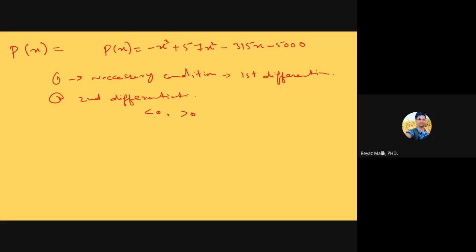So I will directly go to the problem function. For example, if the second derivative is less than 0, then it is maximum. If it is greater than 0, then it will be minimum. The necessary condition means after the first differentiation, we should get two values of x, a and b, for example. It should be solvable. If it is not solvable, then it will be a point of inflection.